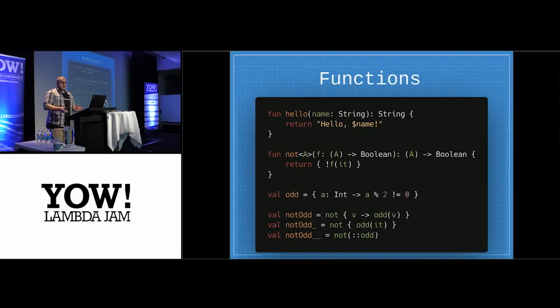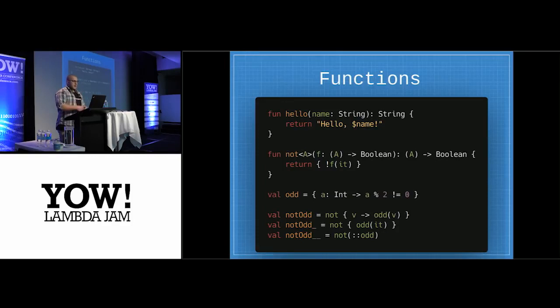The functions themselves are first-class functions. They're available on classes and objects, as well as by themselves. So functions can be declared as either statements or expressions. If declared as a statement, you use the fun keyword. If declared as an expression, you use val or var and declare it as a lambda.